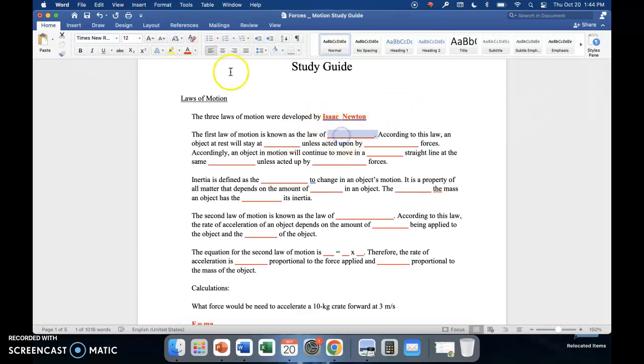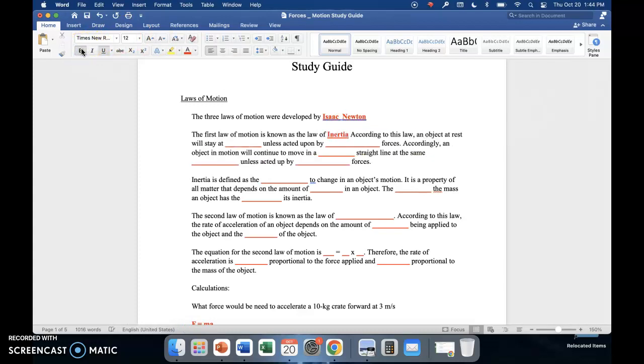His first law of motion is known as the law of inertia. Again, inertia is the resistance to change in an object's motion, and according to this, an object at rest will stay at, you guessed it, rest. It does not want to change unless acted on by what? What did we talk about? We talked about unbalanced forces. If all the forces acting in all different directions are balanced, there's no one net force in any one direction. The object will simply stay at rest.